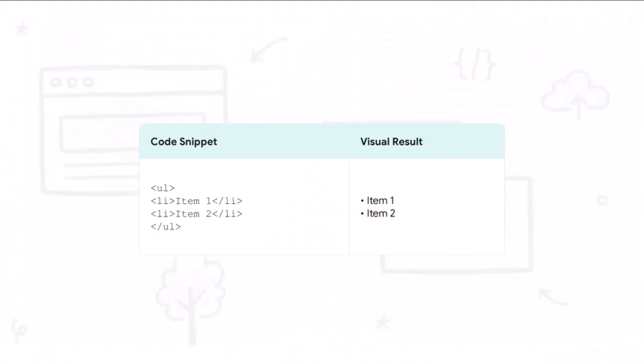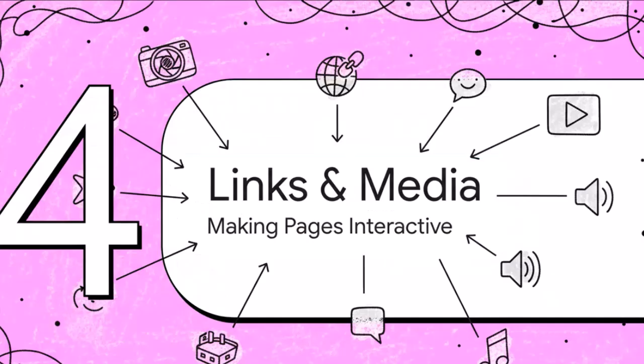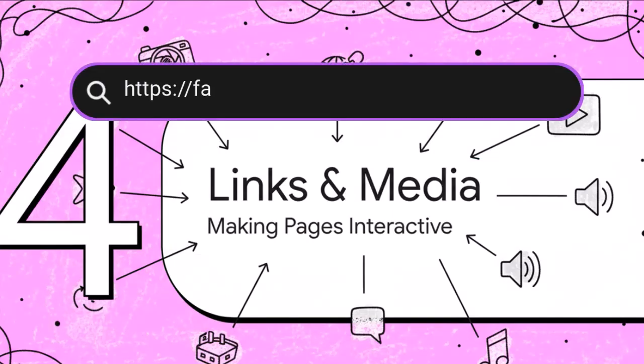And what about lists? Super simple. You just start with a UL tag. That stands for unordered list, bullet points. Then for each item you want to add to the list, you wrap it in an LI tag for list item. This is a really great example of how HTML elements nest inside each other to create that structure we've been talking about.